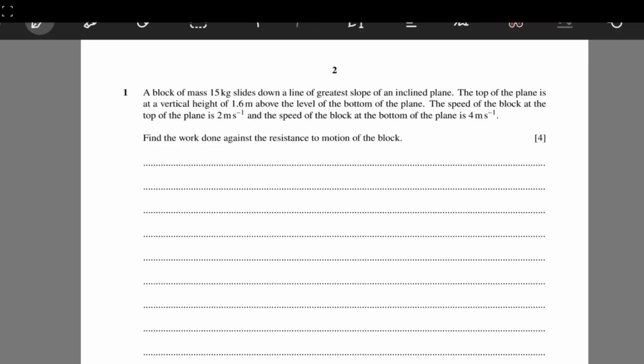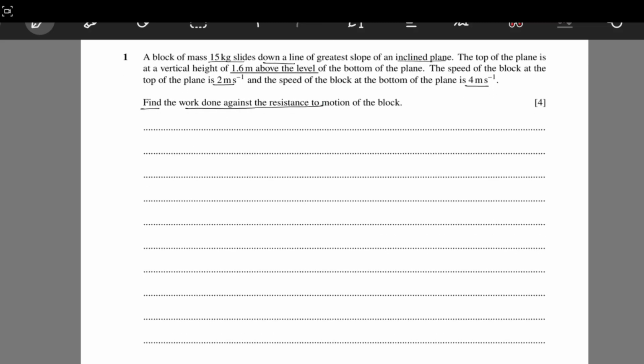The first question. A block of mass 15 kg slides down a line of greatest slope of an inclined plane. The top of the plane is at a vertical height of 1.6 meters above the level of the bottom. The speed of the block at the top is 2 meters per second and at the bottom is 4 meters per second. Find the work done against the resistance to the motion of the block.